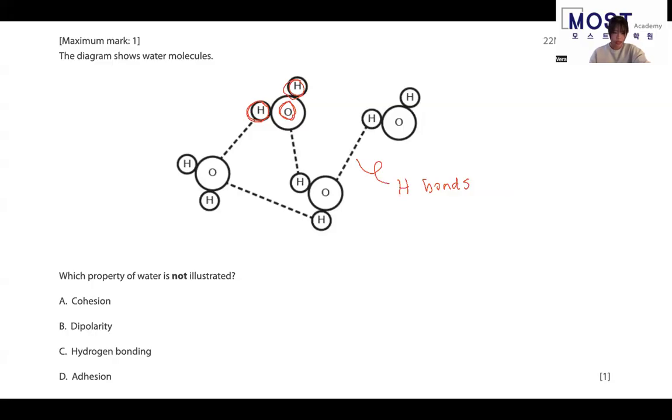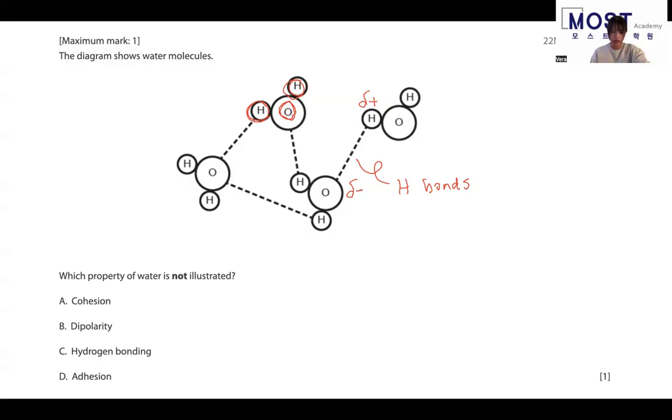These are the weak attractions that occur between the slightly positive hydrogen of one molecule and the slightly negative oxygen of another molecule, right? So we did that the hydrogen of the water molecule has a delta positive pole, and the oxygen atom in a water molecule has a delta minus pole. And now the question asks which property of water is not illustrated.